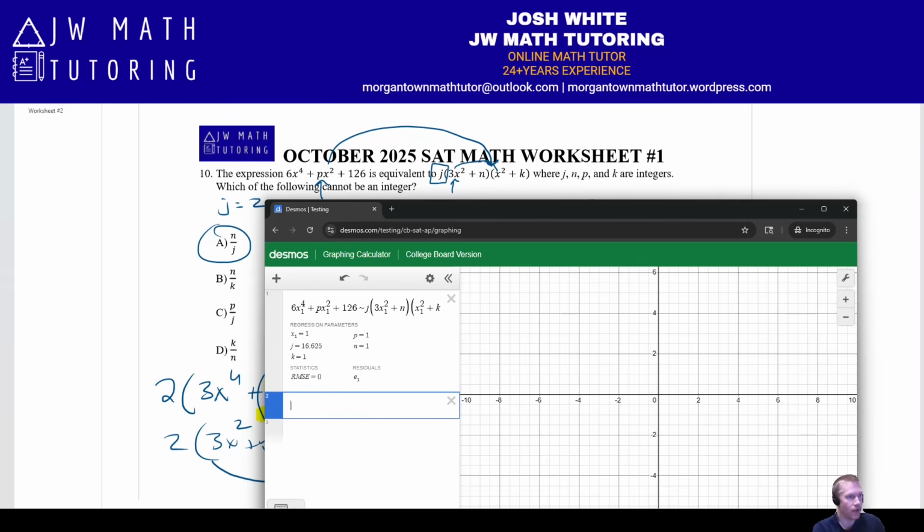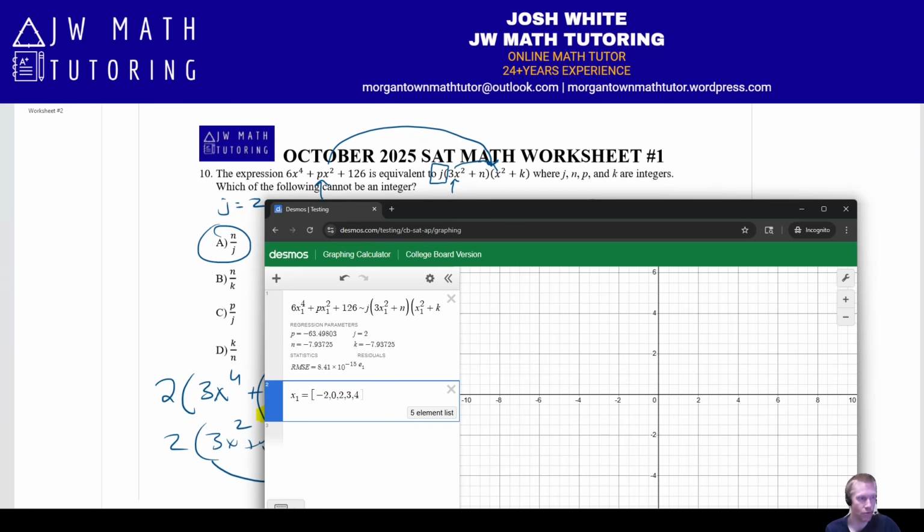Okay. So now, of course, I need to add an element list for x1. Okay. So notice it is already picking up the correct value for j, okay, of 2, of the common factor that you factor out. However, it's giving me these random decimals for the other letters, basically for p, n, and k. So the problem is, how do I force it to give me integer values? Because that's what we want. You know what I'm saying? Like when we're doing this factoring, we want all these numbers to be integers.